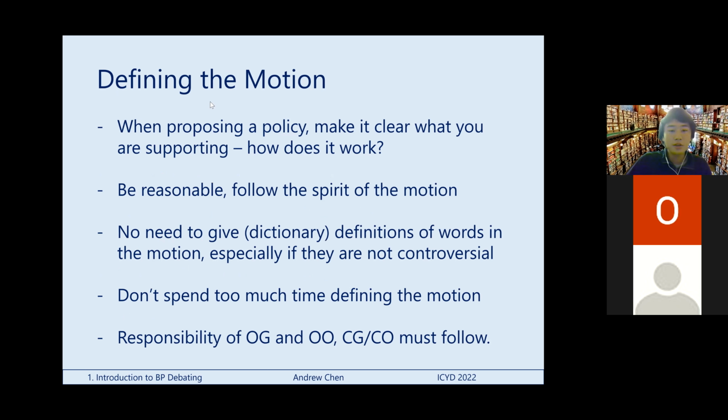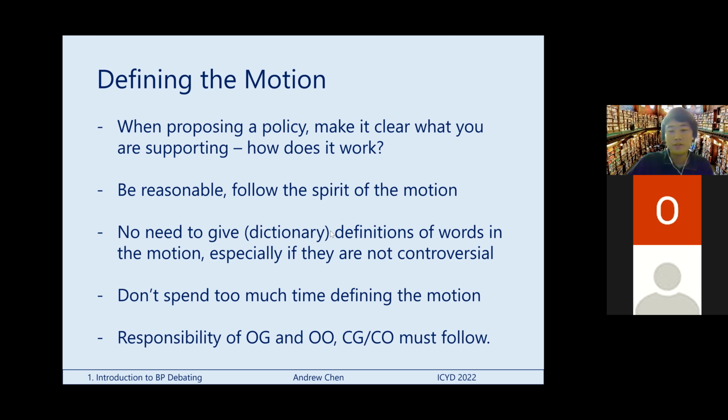When you're doing this, you need to be reasonable. You should follow what we call the spirit of the motion. So you should read the motion as a normal person might understand it to mean. You shouldn't come up with very extreme or creative readings of the motion, even if you feel like that would be very strategic, because the chances are you're not really defending the actual motion and you'll be caught out by that. In BP at least, you don't need to give the dictionary definitions of words in a motion.